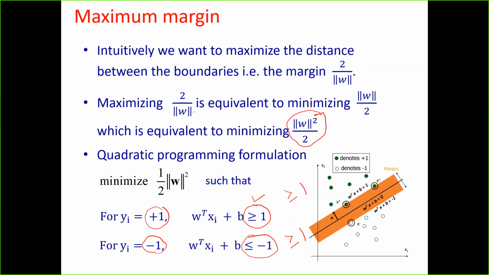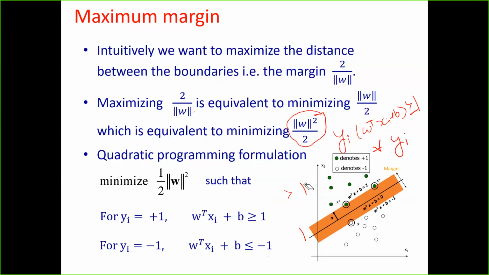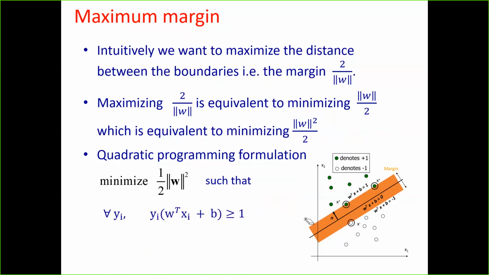So can I write both the conditions using the simple condition like yi times W transpose xi plus b must be greater than or equal to 1 for all yi? This will take care of both the conditions, isn't it so? Right. So instead of writing two conditions, I can simply express this using a single condition that for all yi, this W transpose xi plus b must be greater than or equal to 1. Right. So this is the condition.